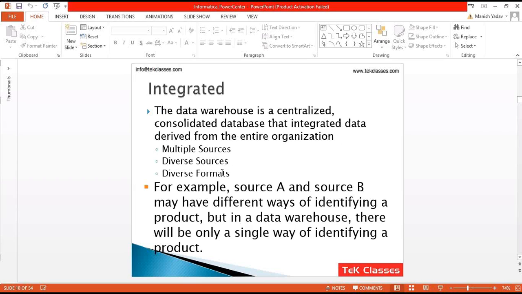Integrated. So what it says here, the data warehouse is a centralized, consolidated database that integrates data derived from the entire organization. Obviously, it takes from all the possible sources from where we want the data. So there are multiple sources, diverse sources, and diverse formats. Again, see the different formats. The HR department is saving the date as DD, MM, YYYY. At the same time, the finance department can save it the other way around, right? Year first and then month and then date. But in the data warehouse, it has to be a single format, which ultimately the business decides will be good for everyone. So they have to follow this rule.